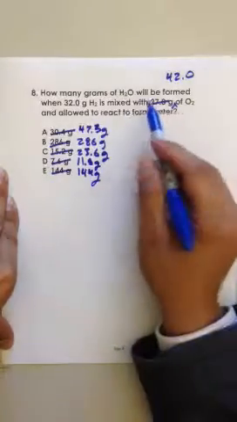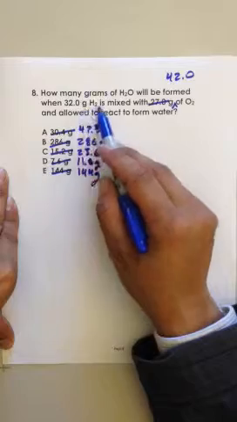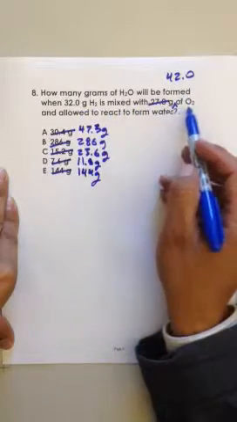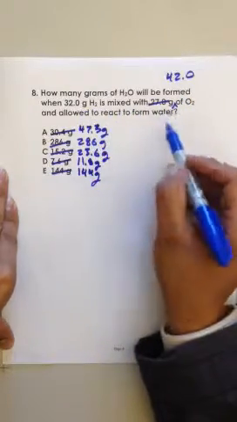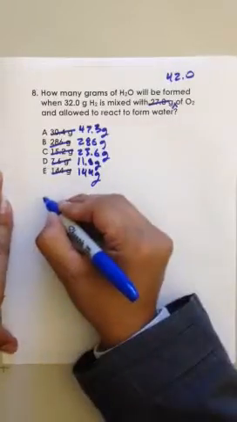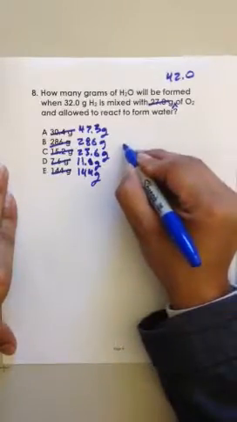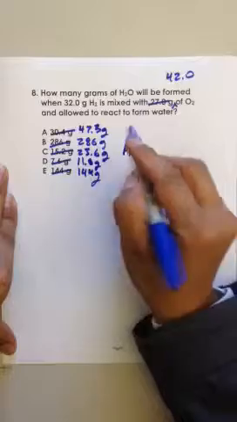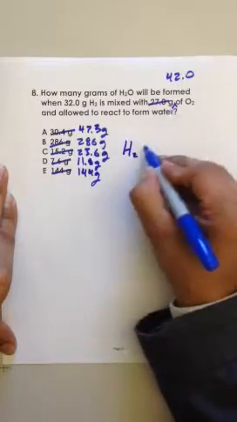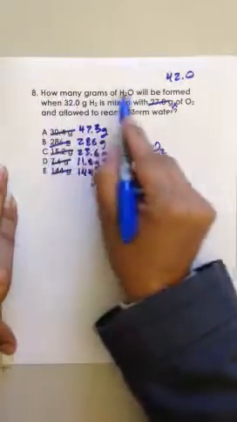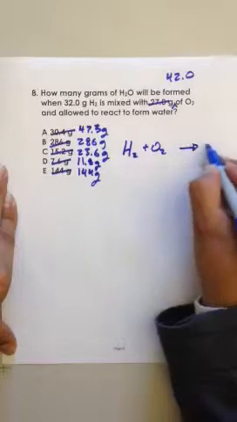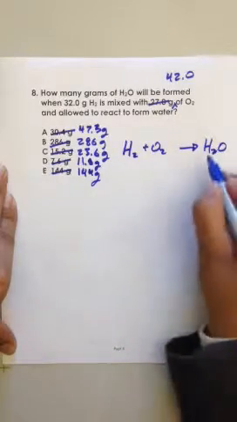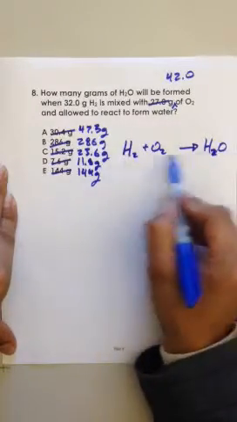How many grams of H2O will be formed when 32 grams of H2 is mixed with 42 grams of O2 and allowed to react to form water? Well, first, we need an equation. H2 plus O2 gives you H2O.